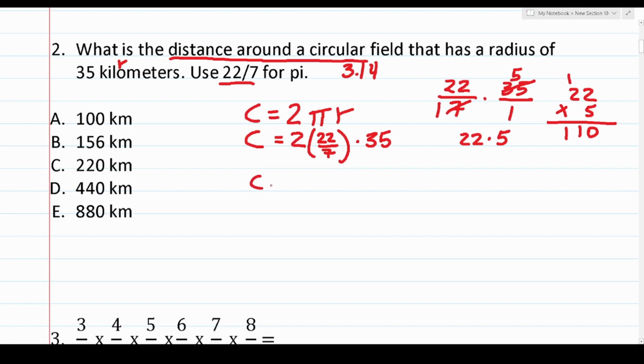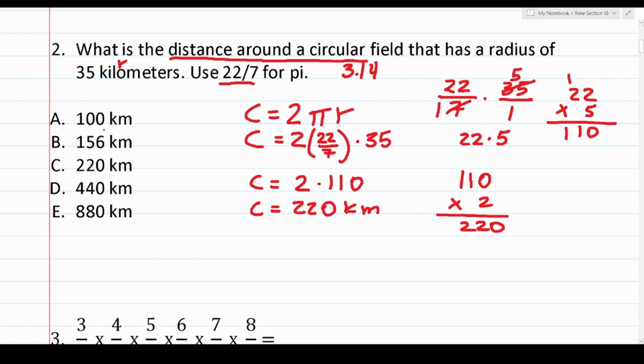So this becomes circumference equals 2 times 110. And if you can't do that mentally, you can work it off to the side as well. We have 110 times 2. 0 times 2 is 0. 1 times 2 is 2. 1 times 2 is 2. So we can see that this circumference is 220 kilometers, which is answer choice C in this case.